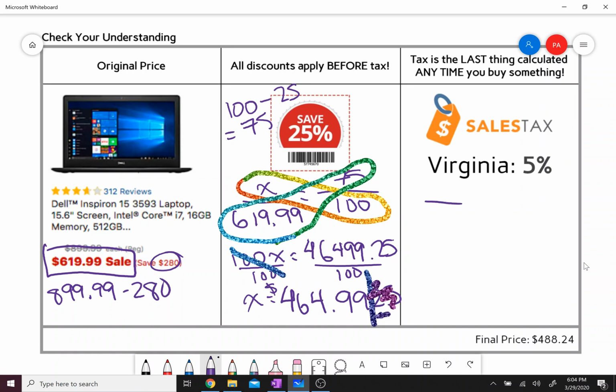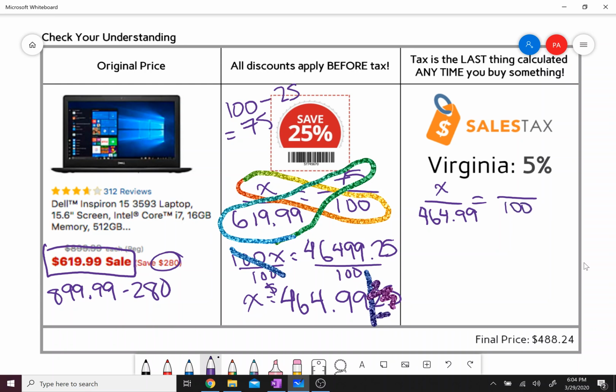So setting up a proportion, our whole, as in what we are starting this step of the problem with, is our answer to the previous part, $464.99. We're trying to find the price after the sales tax. So that's X, our part. Our percent, we need to figure that out. So it's out of 100.